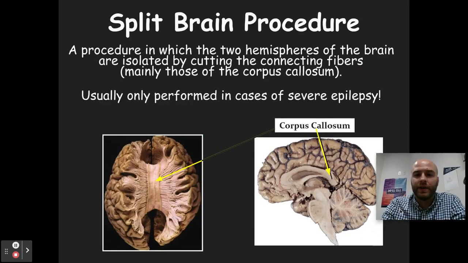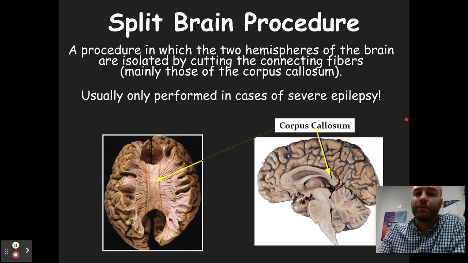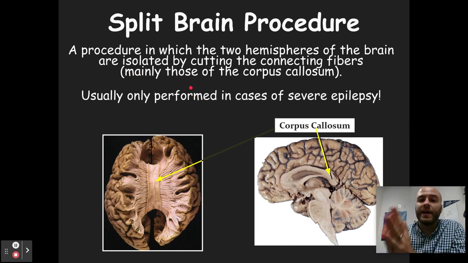Our very last thing, there is something called a split brain procedure. And this is a procedure in which the two hemispheres of the brain are isolated by cutting the connecting fibers. And those connecting fibers are the brain structure that we know of as the corpus callosum, right? Now, this is usually only performed in cases of severe medical necessity, usually in cases of severe epilepsy, right? In seizures. And that's when you have too much brain activity happening. There's too many signals being sent back and forth, and it causes people to seize, right?